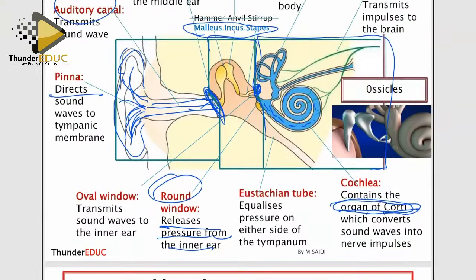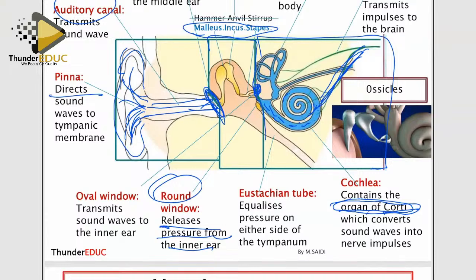So now it means that these nerves will take the impulse to the brain. Which part of the brain? Cerebrum. We have seen it.